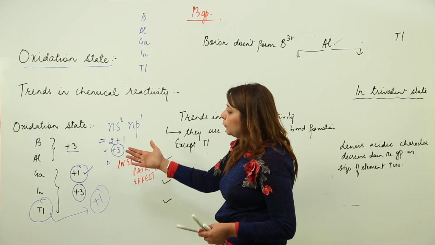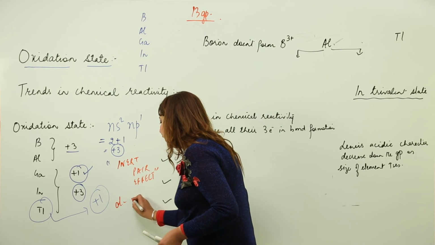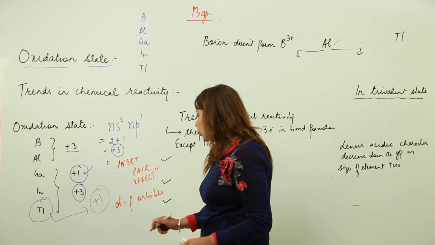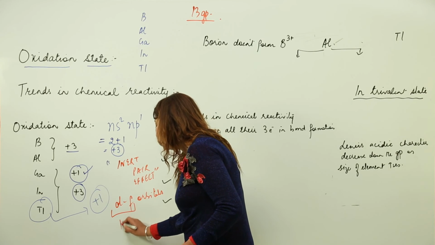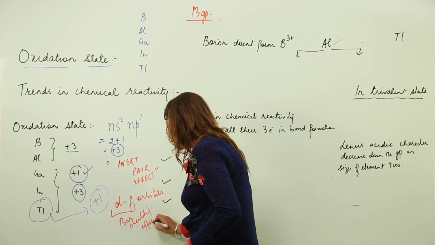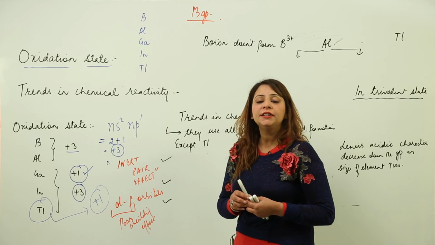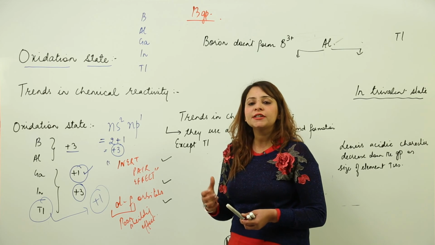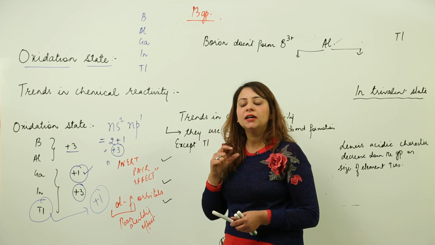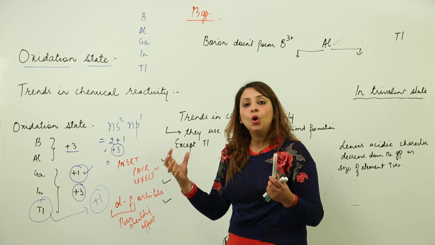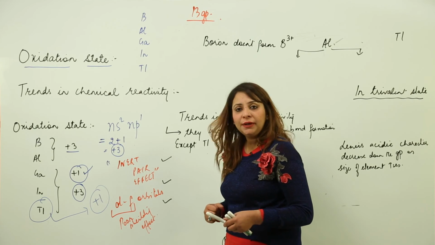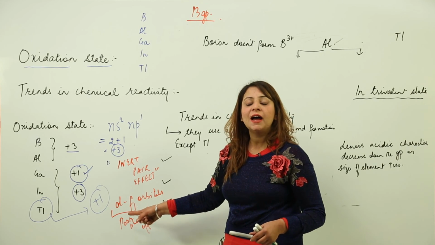What happens as we move down is that filling of d and f orbitals takes place. Due to this, we also know that they show poor shielding effect. And due to this poor shielding effect, the effective nuclear charge is not less, it is actually more. That means the nucleus attracts its valence shell more tightly. The electrons present in the valence shell are more tightly attracted by the nucleus. The reason being that due to the filling of d and f orbitals, they have poor shielding effect.